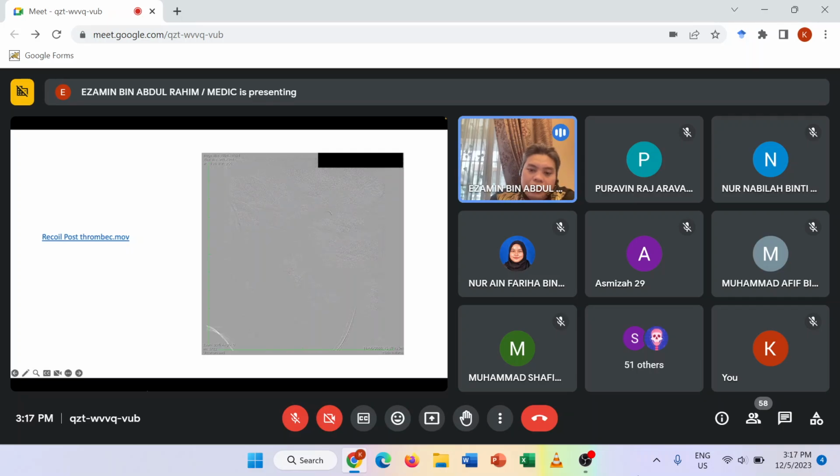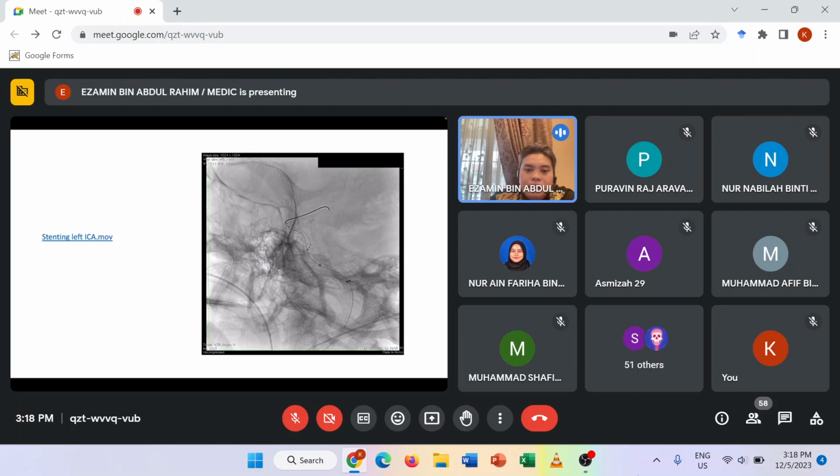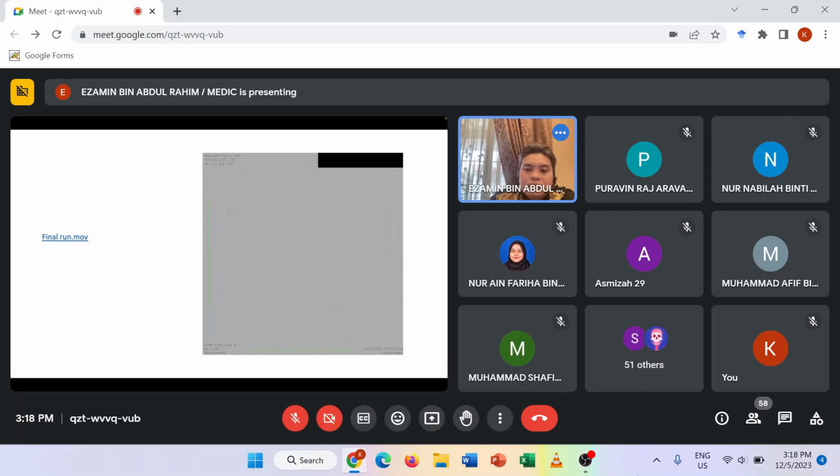Okay, then again, we put a stent, a permanent stent over there. So this is the final run. And then you can see the brain looks nice up there.